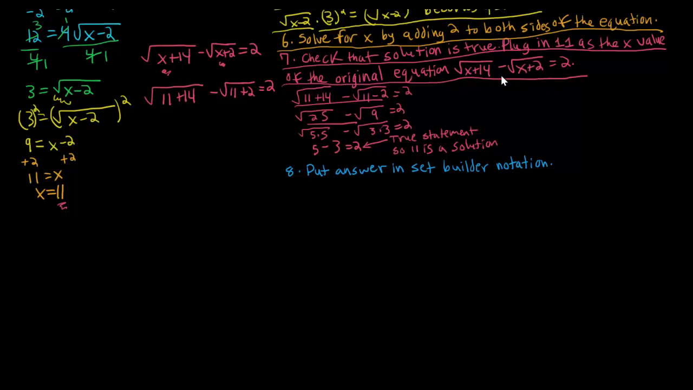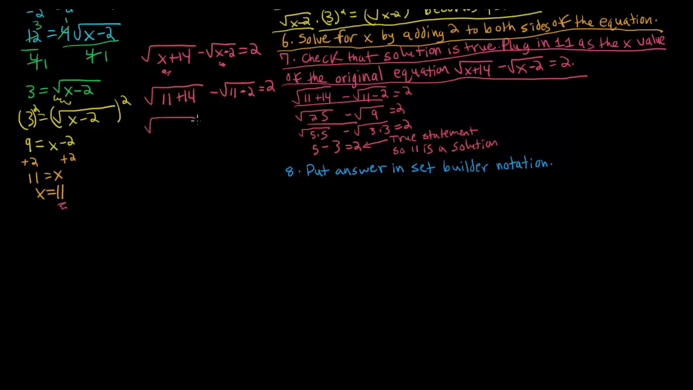Let me erase this. This should be, well, x minus 2 is right there. So we'll have x minus 2. Then we can erase it right here. It should be x minus 2, 11 minus 2. I just wrote down the equation wrong. So there we go. Square root of 11 plus 14 minus the square root of 11 minus 2 equals 2.